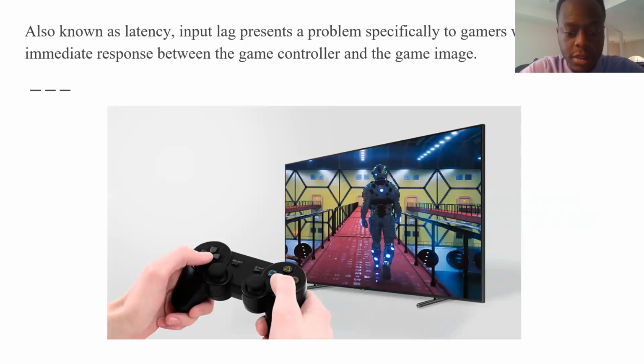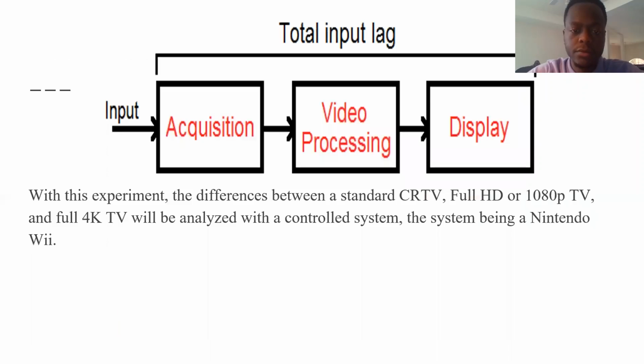The reason why is because when you're playing video games, you're always having an input into your television at all times. And you want that response, you want to press a button and see the response on the screen as quickly and snappy as possible. So this is a good graphic that shows you have the input, then you have the video processing, and then you have the actual input being outputted on the display.